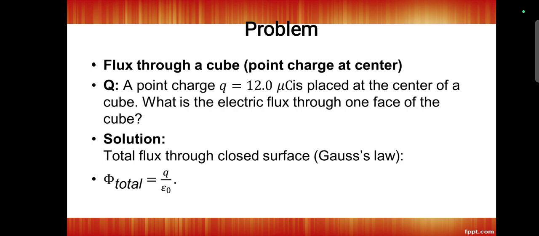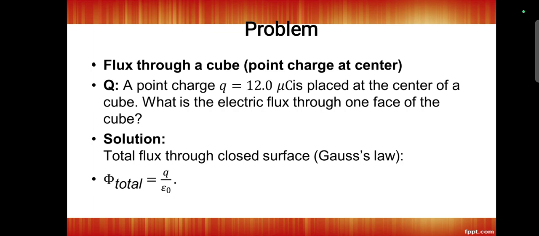Let us have one problem based on this: flux through a cube with a point charge at the center. A point charge Q equal to 12 microcoulombs is placed at the center of a cube. What is the electric flux through one face of the cube? So the electric flux is asked; we have to calculate phi, the electric flux.